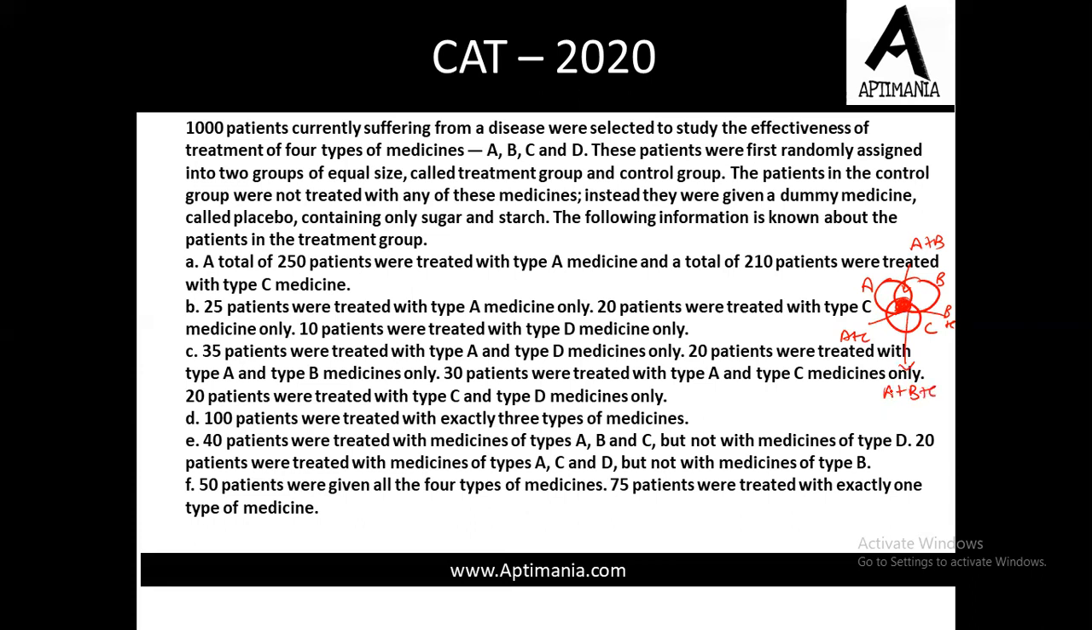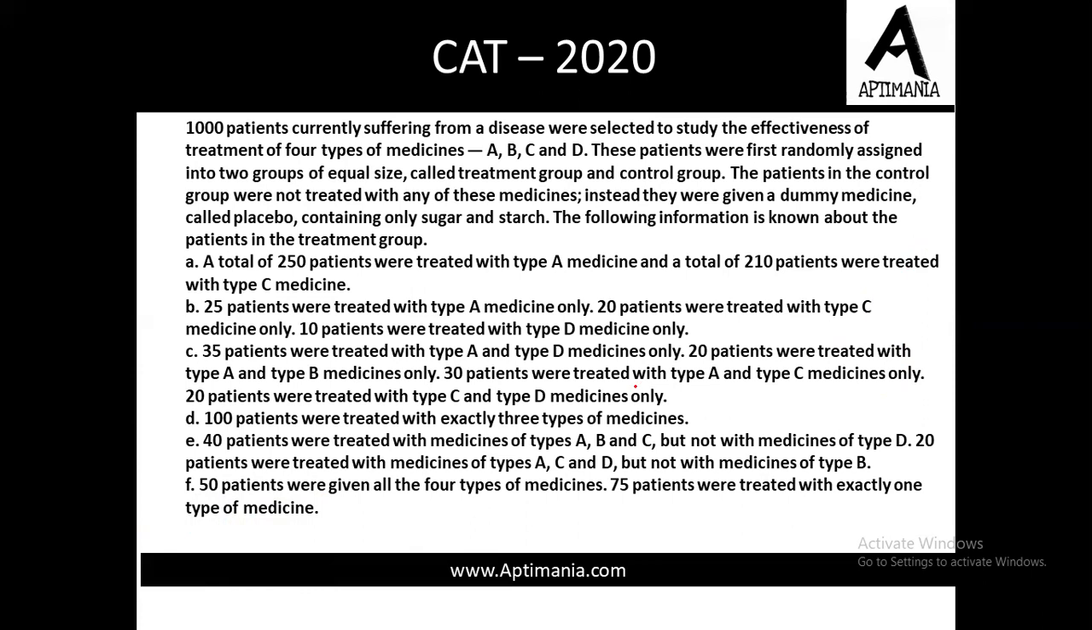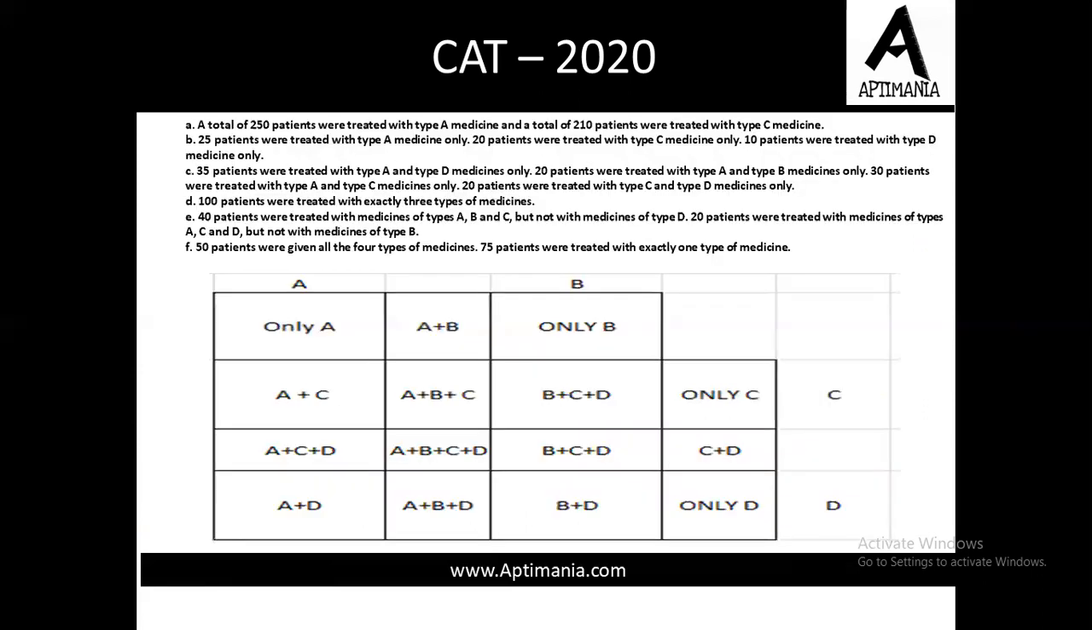But here we are having four medicines. We are having four entities, you can say. So how to make the diagram? That is the most important part of this question. Once we are able to make the diagram, then this question is really an easy one. How will we do it? See, this is the information given to us. How will we make the diagram? So we will make the diagram like this.